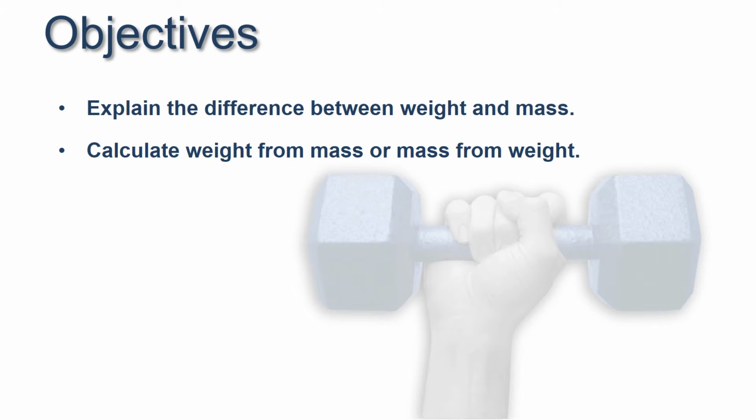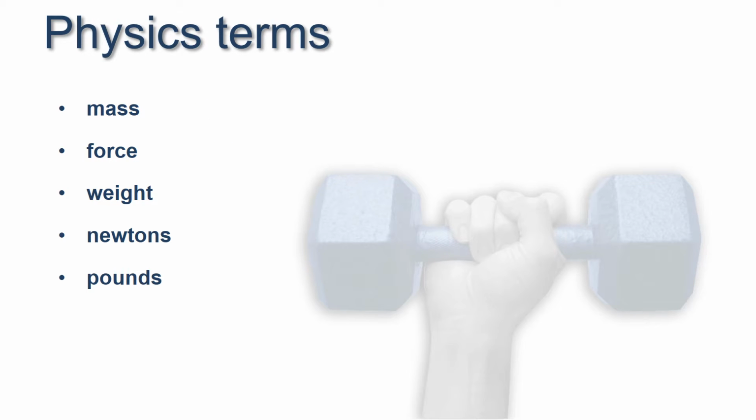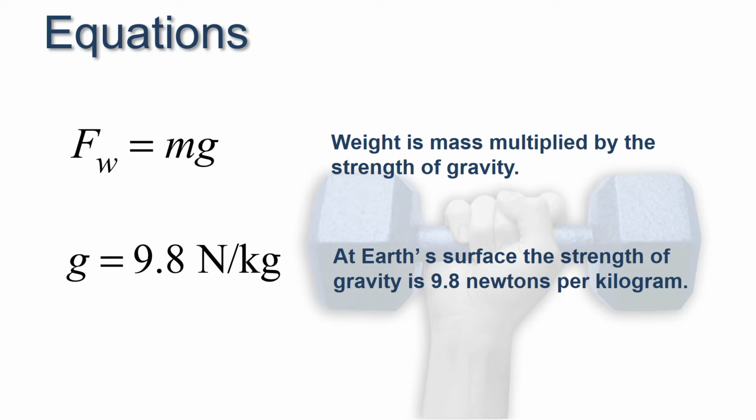So today we're going to explain the difference between weight and mass and calculate mass from weight or weight from mass. Our terms are mass, force, weight, newtons, and pounds. And these are our equations, and we'll talk about them a little more in the lesson.